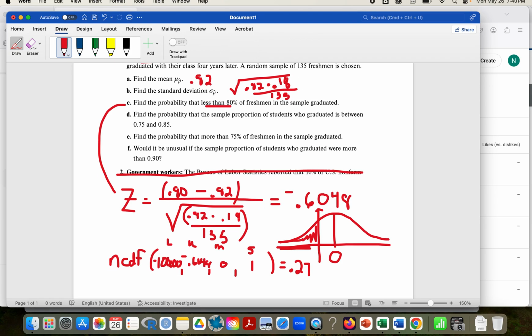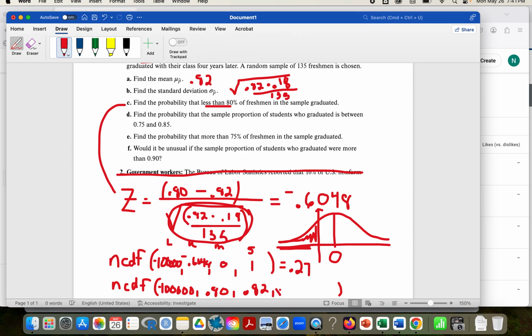So there's basically a 27% chance that you're going to have less than 80% of the freshmen have that happen. Now, you can do this another way. You can do normal CDF, so second vars normal CDF, and you can work in raw data, but you just have to be careful how you do this. So if you're going to work in raw data, you're going to go still negative 10,000 or negative 100,000. And then the left value is 0.80. And then the mean is 0.82. Here's where you have to be careful, though, because you can't just take the population standard deviation. You have to take the adjusted standard deviation.